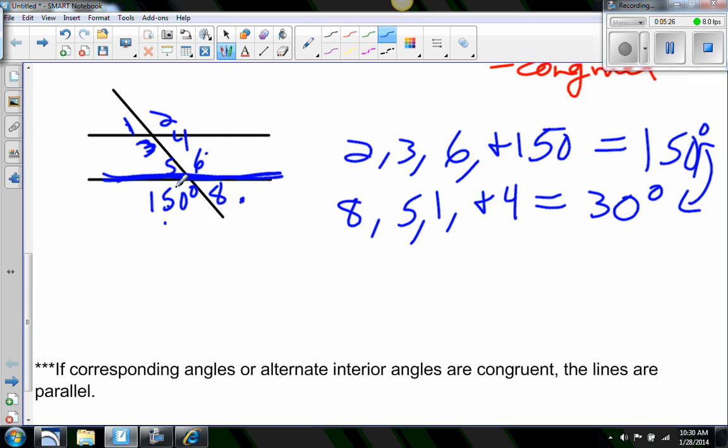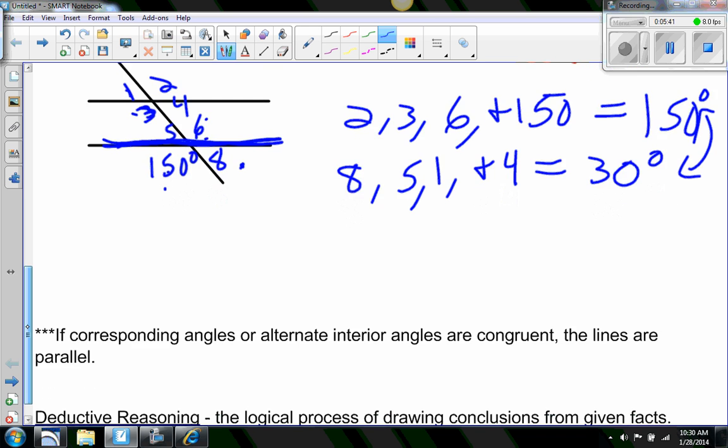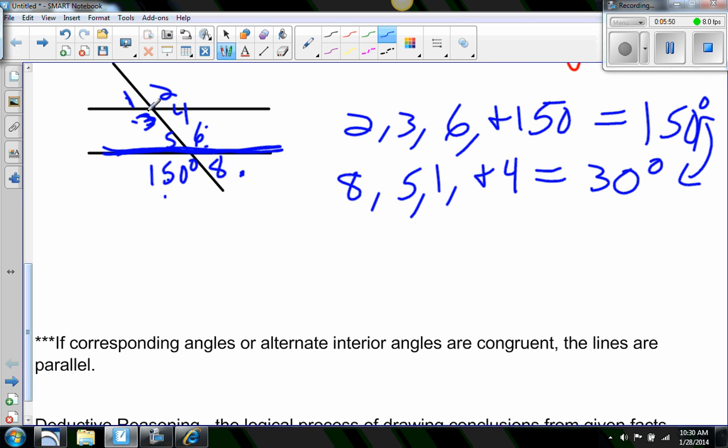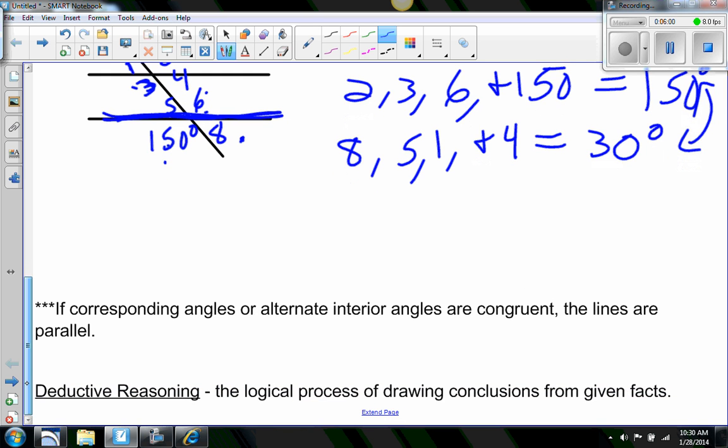If you can find one angle, you can find all the rest, because these two have to add up to 180, which means these two have to add up to 180, these two, right? And then the alternate interiors would be equal as well. 3 and 6 would be equal, 4 and 5 would be equal, if you use all the rules. So it says if corresponding angles or alternate interior angles are congruent, the lines are parallel. Well, we just proved that, right? Alternate interior were equal, corresponding, which would be 1 and 5, 2 and 6, 3 and 7, 4 and 8. They're all congruent, so it works.